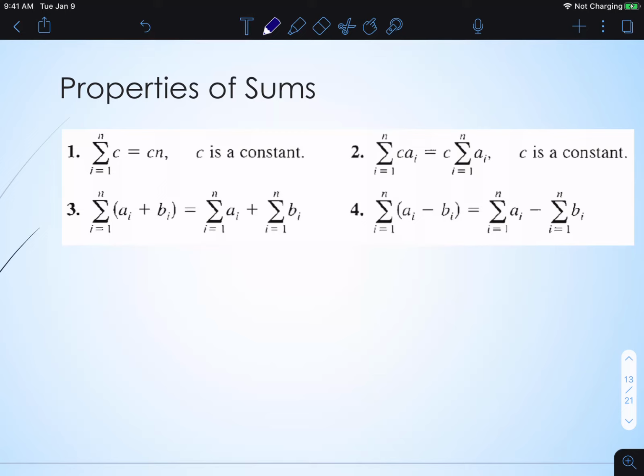Well, it also turns out that on number 3, if I had a sub i and b sub i and I'm adding them together, the sum of a sub i plus b sub i is the same as the sum of a sub i plus the sum of b sub i. So you could actually figure them out separately and calculate those. Likewise, for the fourth situation, if we have the difference, it's the same idea. If I took the sum of the difference, that would equal the sum of the first term minus the sum of the second term.